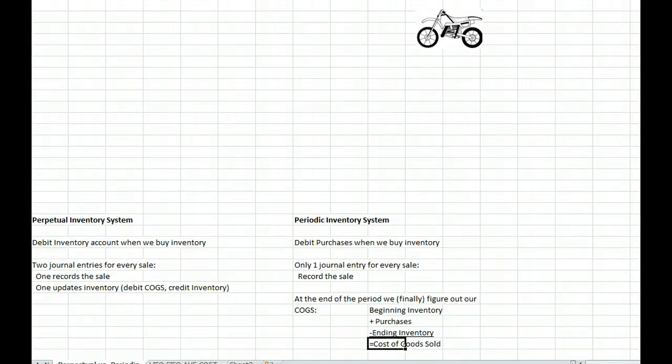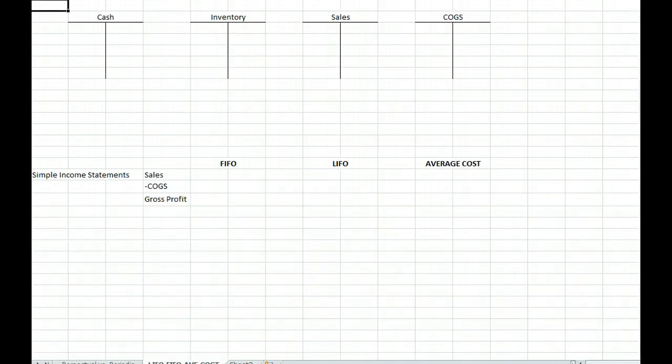The other thing that we'll talk about is LIFO, FIFO, and average cost. So if I've got a bunch of things that look exactly the same, I don't have to keep track of which one I sold out of my inventory. GAAP and the IRS will let me make an assumption to make life easy.